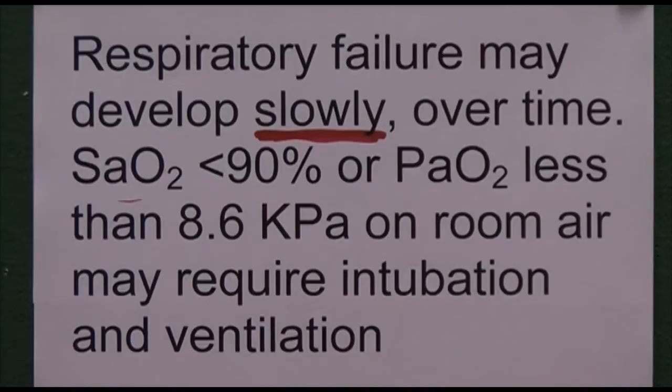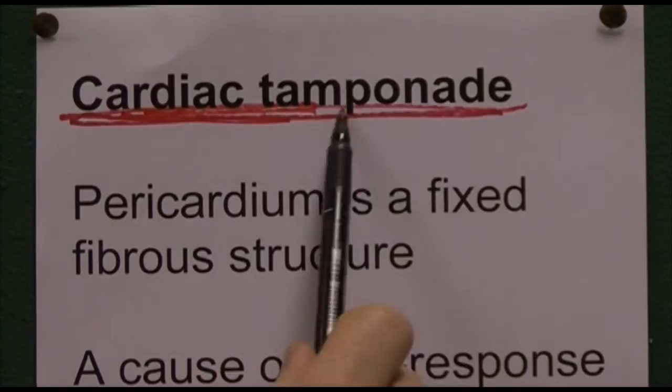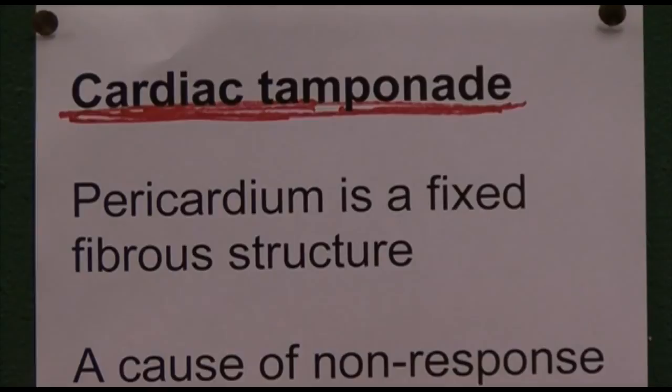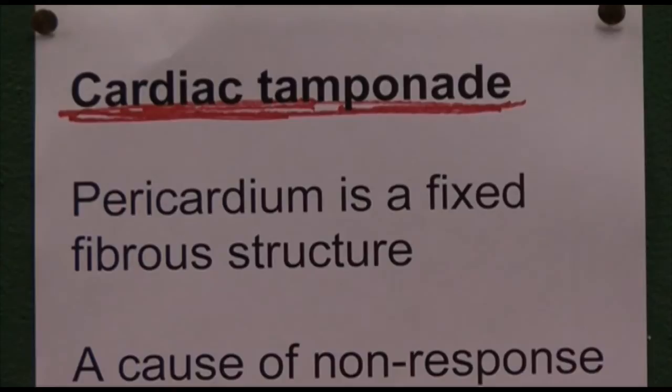Cardiac tamponade: bleeding into the pericardial sac, compressing the heart. So the pericardium is a fixed structure, and if there's bleeding into the pericardial sac, it won't expand. That means the bleeding is going to compress the heart inside. And this is a cause of non-response to fluids.